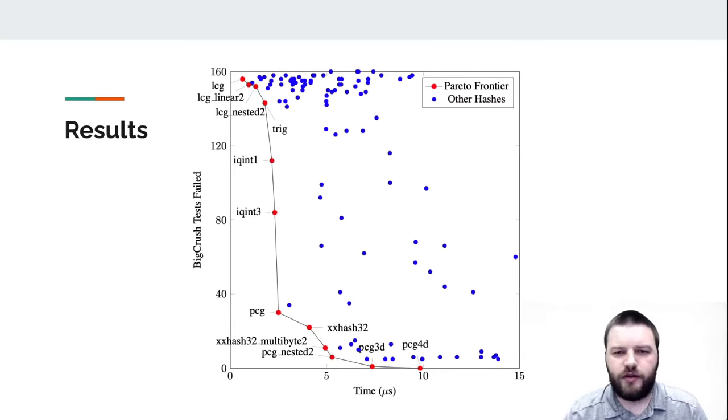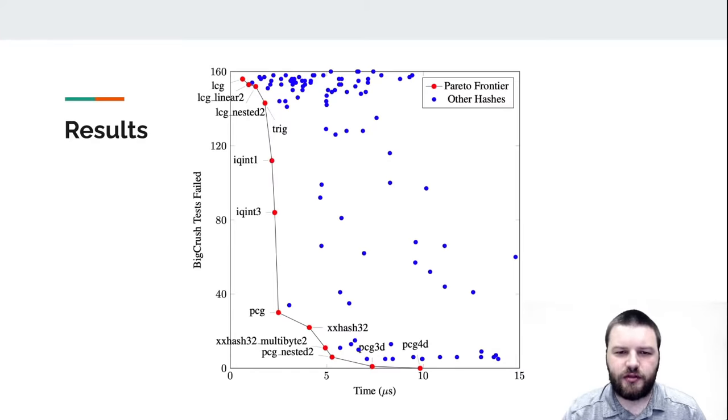We tested over 130 variations of hash functions, and this is the resulting graph with the Pareto frontier. The y-axis represents the number of tests we failed, Big Crush tests failed, lower is better. The x-axis represents the time it takes to execute a single call to the hash function. Again, faster or to the left is better.